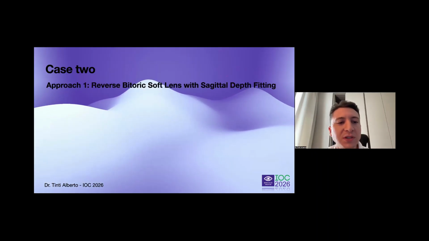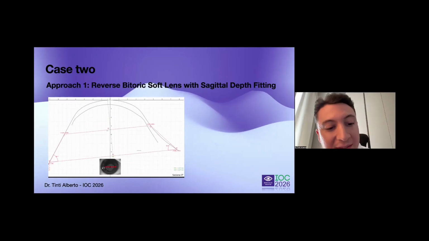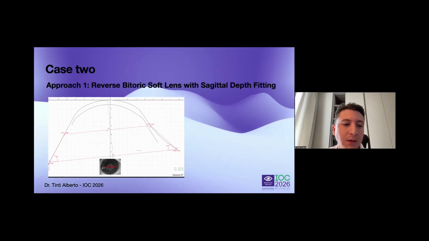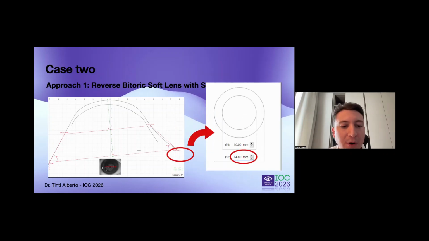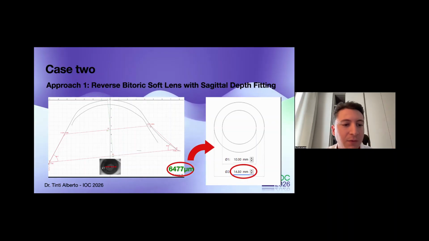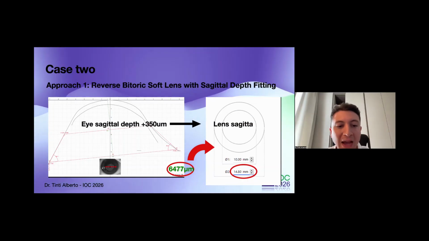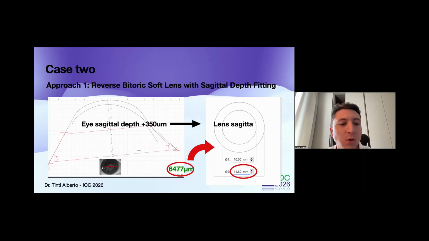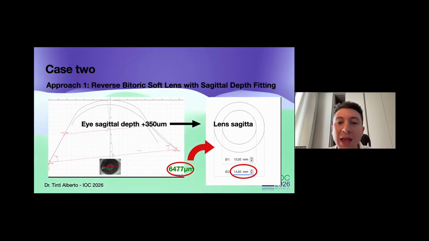The first approach that I used is a soft contact lens based on the sagittal depth of the eye. How did I design this lens? First, we measure the sagittal depth of the cornea at a given diameter, let's say 14.8. This can be obtained by the OCT itself. Then we take this height and add approximately 350 microns, and this gives us the target sagittal depth of the lens. Then we request the lens with these parameters from the manufacturer.